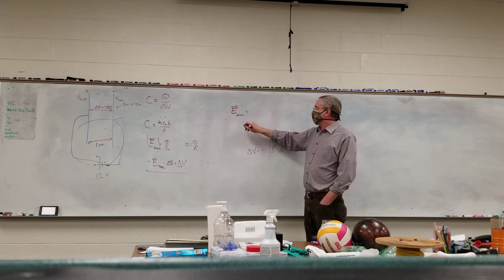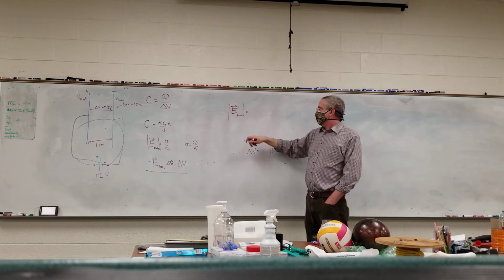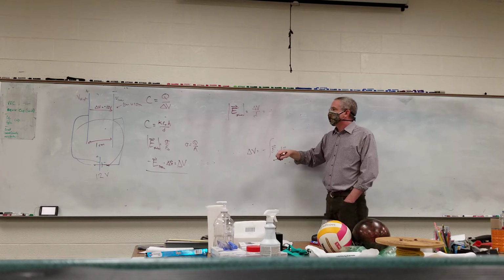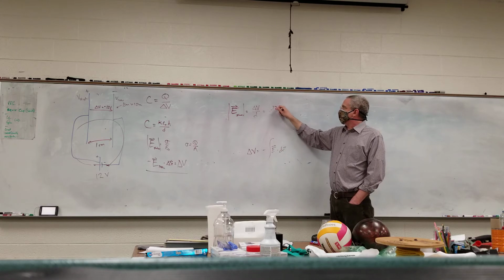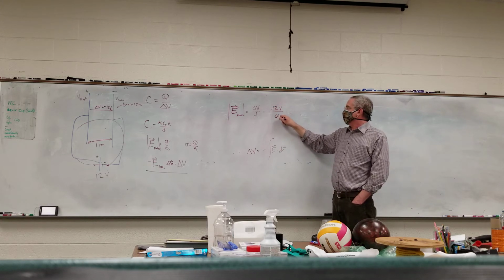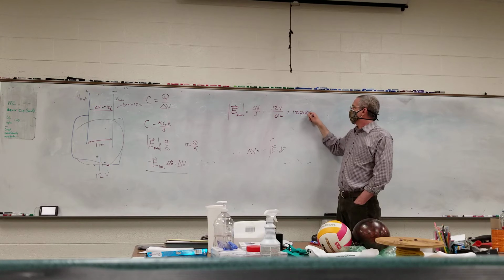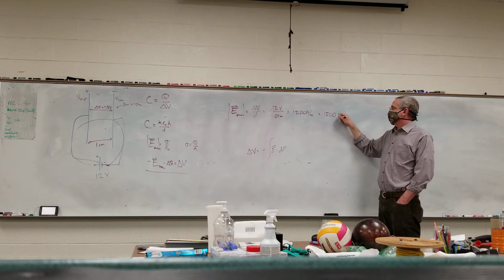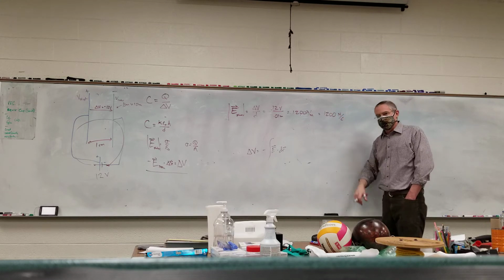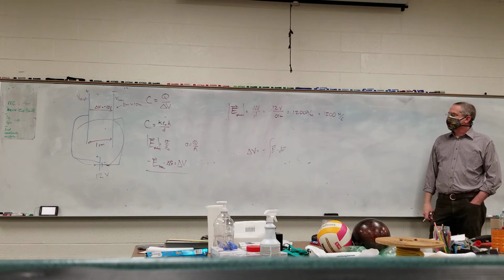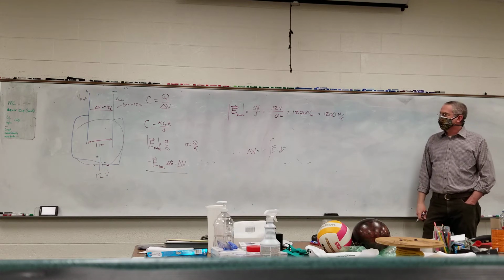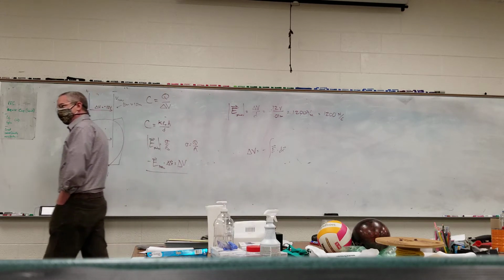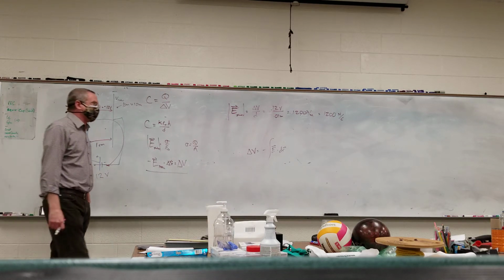All right, so this would be my potential divided by the distance between them. So we had 12 volts over 0.01 meters, or 1200 volts per meter, or 1200 newtons per coulomb, whichever one you like. All right, so I now know what the electric field is. What's the surface charge density?